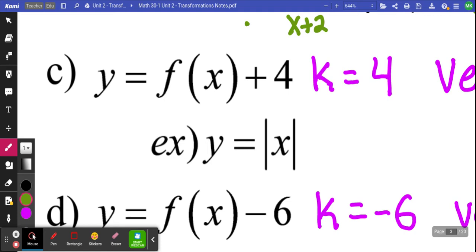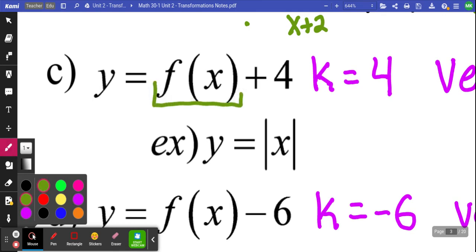Vertical things are actually easier to do. The horizontal ones are hard. You actually take the x and you replace the x. With the vertical stuff, it's much easier. So essentially what they're saying is you take the function, whatever that function might be, and then just add 4 onto the end of it.